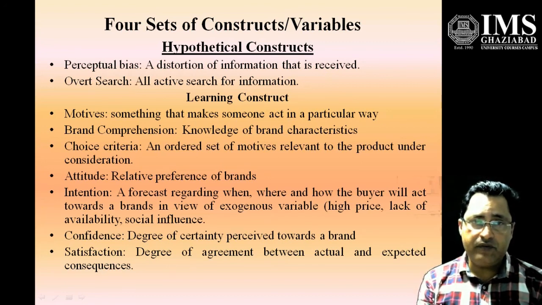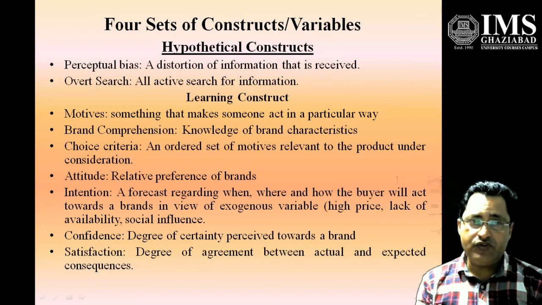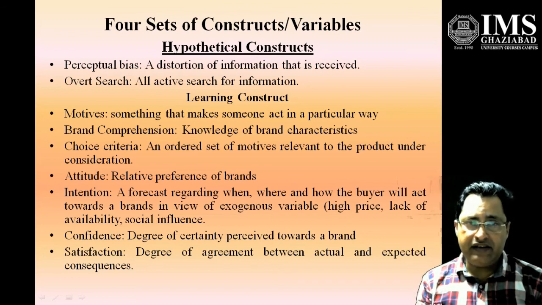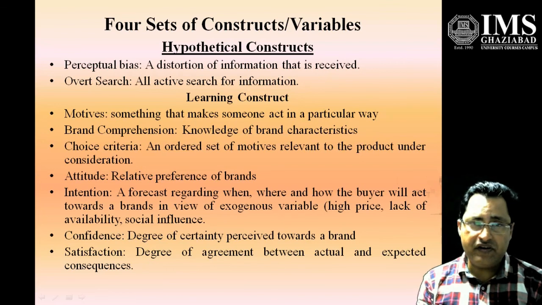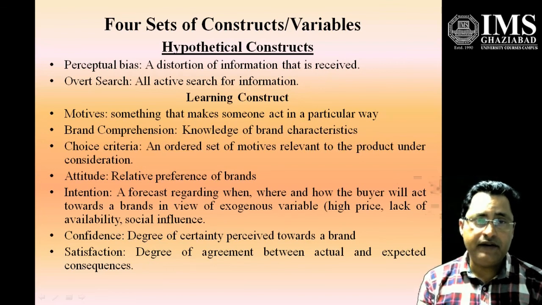And the next one is perceptual bias. Basically, perceptual bias is all about the distortion of information that is received. And the last one is overt search, and I told you the overt search is all about your active search for information. Active search means yes, you want to purchase a particular product, and anyhow you want to purchase that one. So I don't have a mobile phone, and it's a necessity for me to purchase a smartphone. So I will start the active search for getting information related to the smartphone, right?